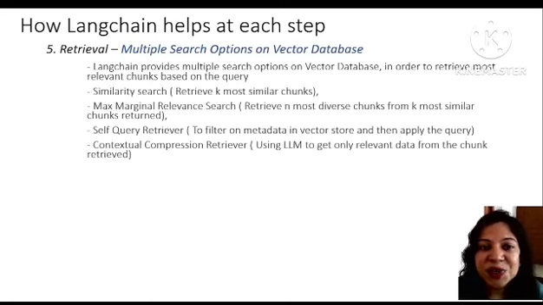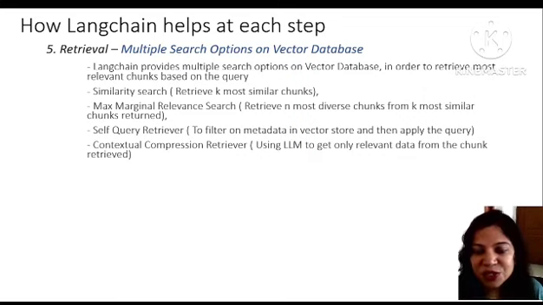The next step is the retrieval part, wherein multiple search options can be provided on the vector database. Langchain provides multiple search options on vector database in order to retrieve most relevant chunks based upon the query. Some of them are similarity search, which will retrieve k most similar chunks, where you have provided the k as an argument. Maximum marginal relevance search, which will retrieve the k most similar chunks, and from them it will retrieve n most diverse chunks from the data.